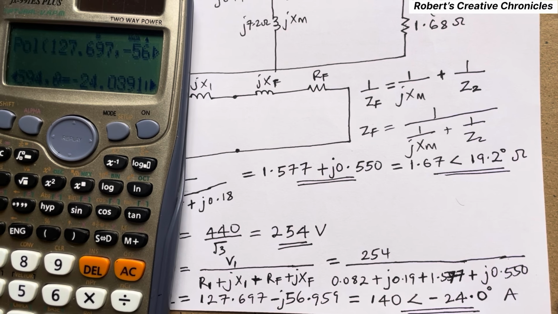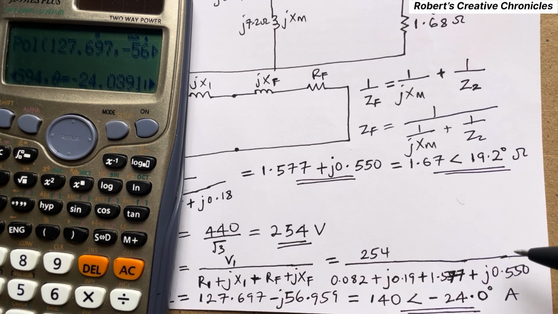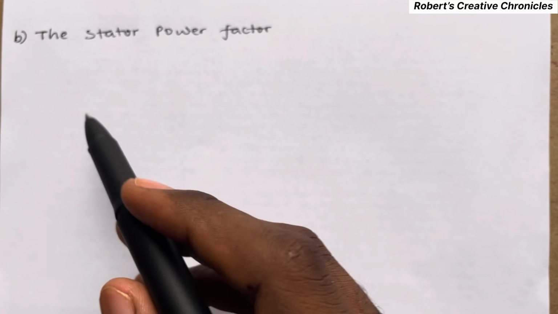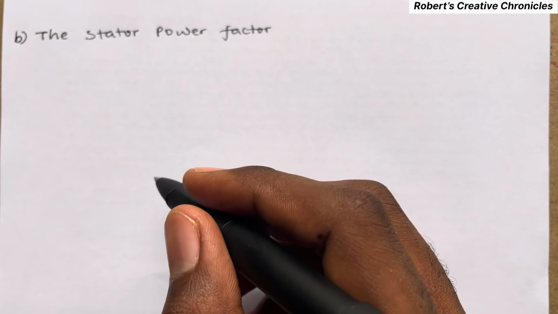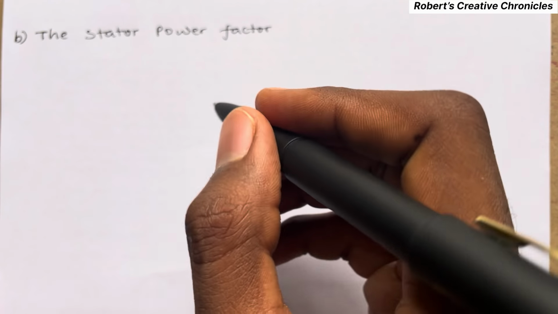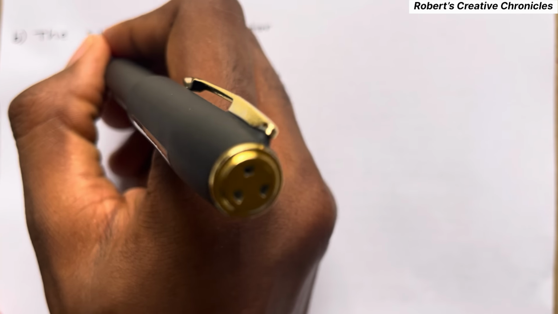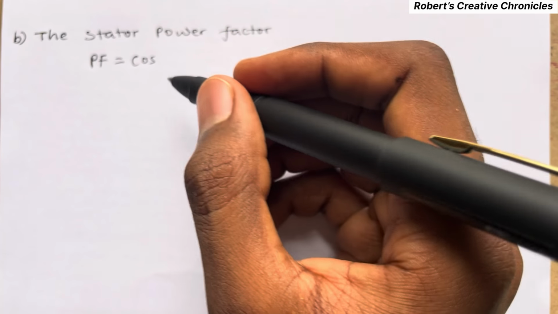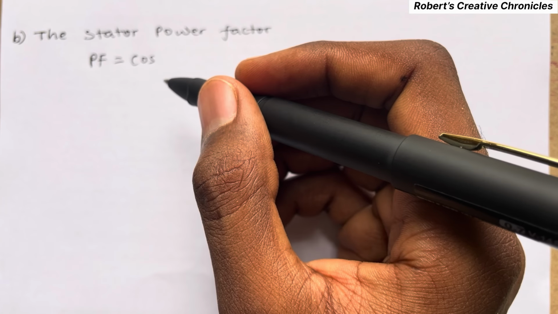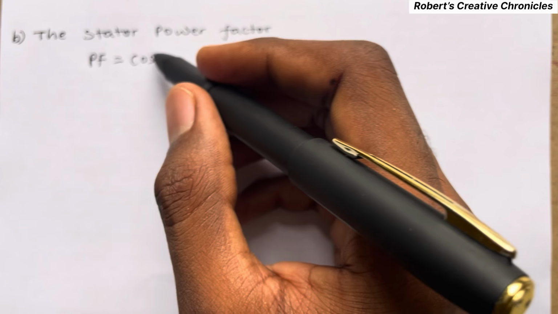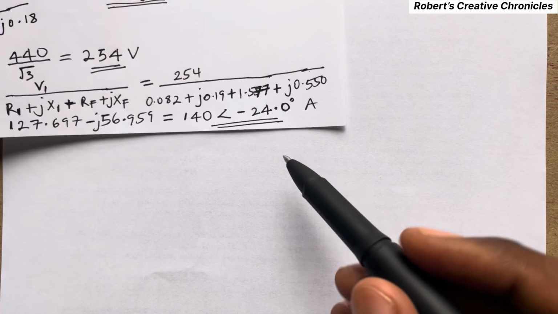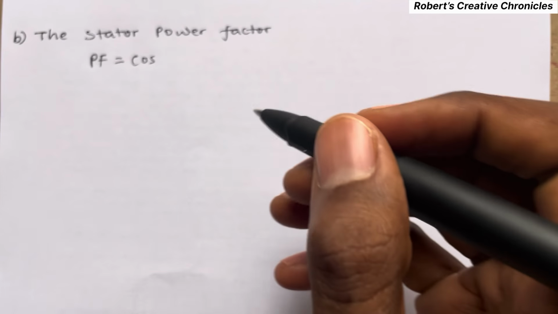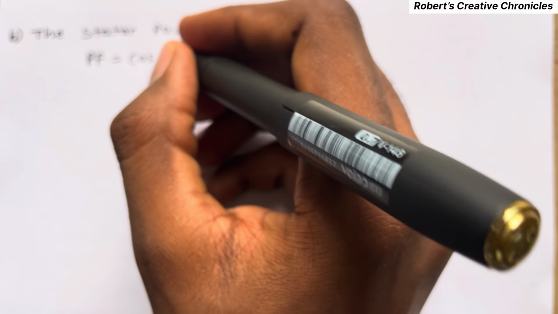We have solved the A part. Let's move to the B part. The B part says we should find the stator power factor. The formula we're going to use is: the power factor is equal to cos theta, and the angle we're going to use is the angle of the line current, which is 24 degrees. We'll remove the negative.